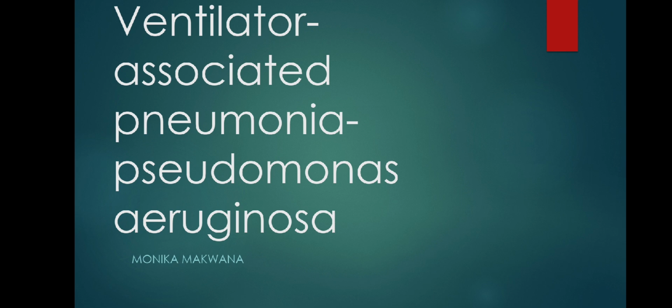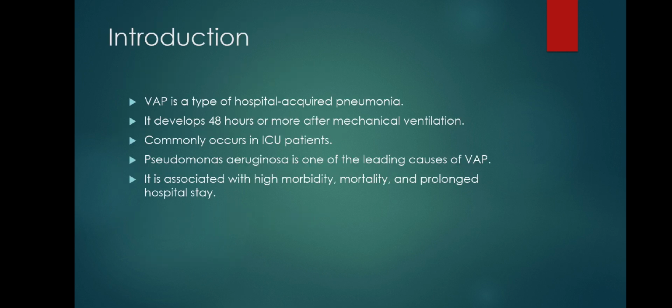First is introduction. Ventilator-associated pneumonia, commonly known as VAP, is a type of hospital-acquired pneumonia that develops 48 hours or more after a patient has been placed on mechanical ventilation through an endotracheal tube. Patients admitted to the ICU are highly susceptible because mechanical ventilation bypasses the body's natural defense mechanism.